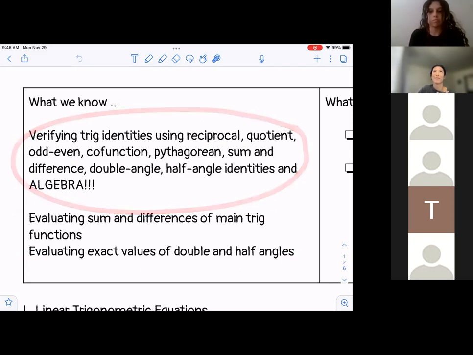I want us to be like, okay, this is an important process. The idea of being able to think and reason through a problem that is so open-ended is really what we're training ourselves to do here, okay?